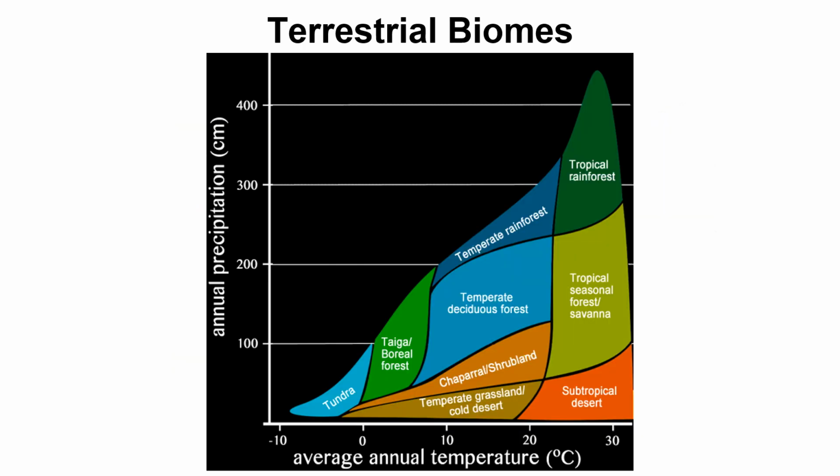Terrestrial biomes are those found on land. They are determined by temperature and the amount of precipitation they receive. Let's learn about these. Read through the graph.